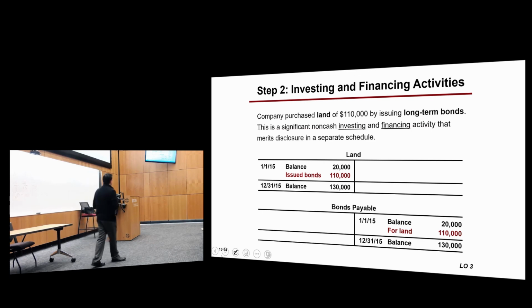Investing activities and financing activities. Investing activities, you look at, for example, purchases and sales of land and of equipment, etc., and debts and stuff. So the company purchased land of 110,000. Where did we find this information? In the additional information, right? Remember at the bottom, it said the company acquired land by issuing 110,000 of bonds.